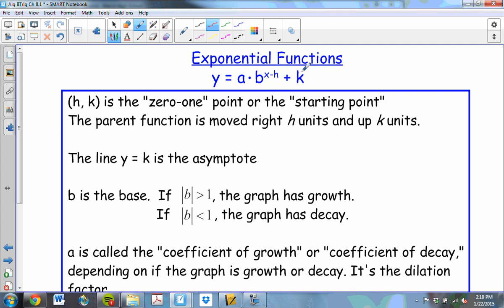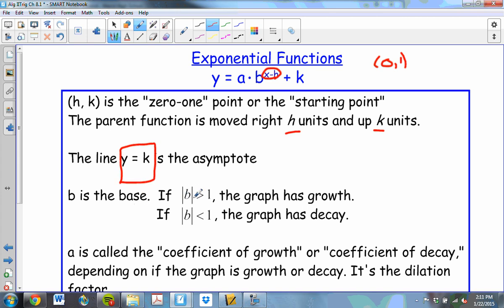I'll go through this quickly, but HK I call the 0, 1 point, and it's pretty rarely actually the point 0, 1. It very rarely actually comes out to the coordinate 0, 1, but the point is if I plug something in to make this whole thing equal 0, b to the 0 is 1, and it's a times 1 plus k. The parent function moves right h and up k, just like everything else. The line y equals k is the asymptote.